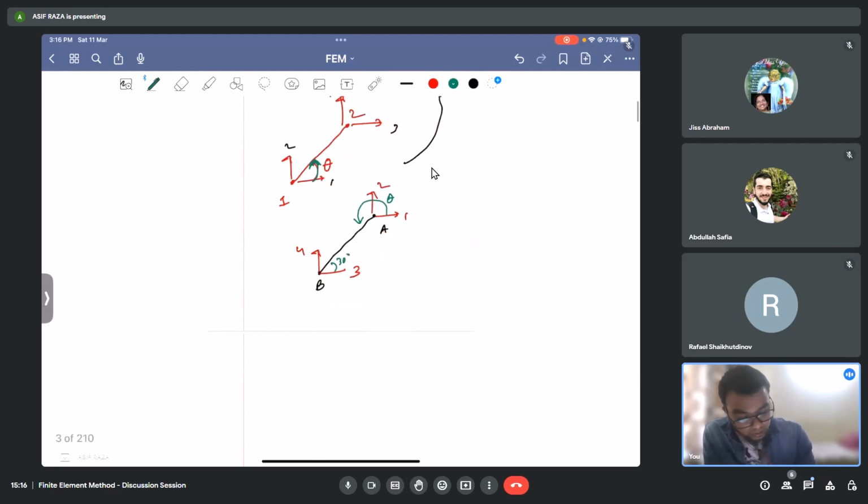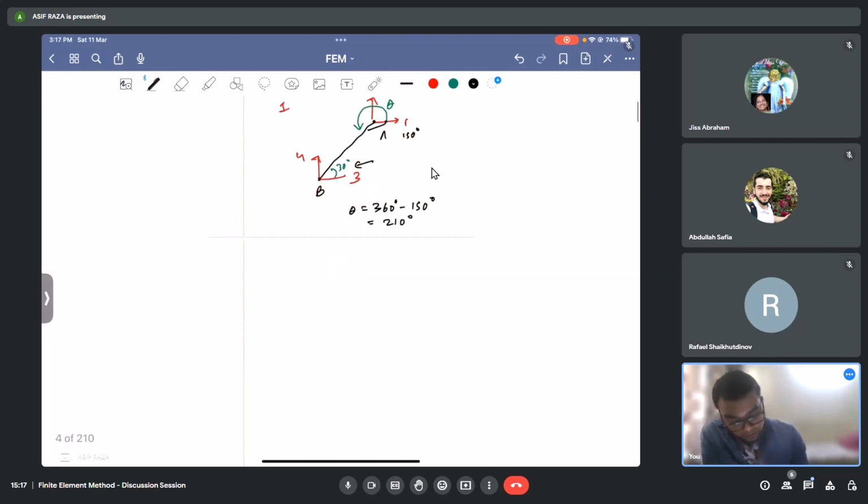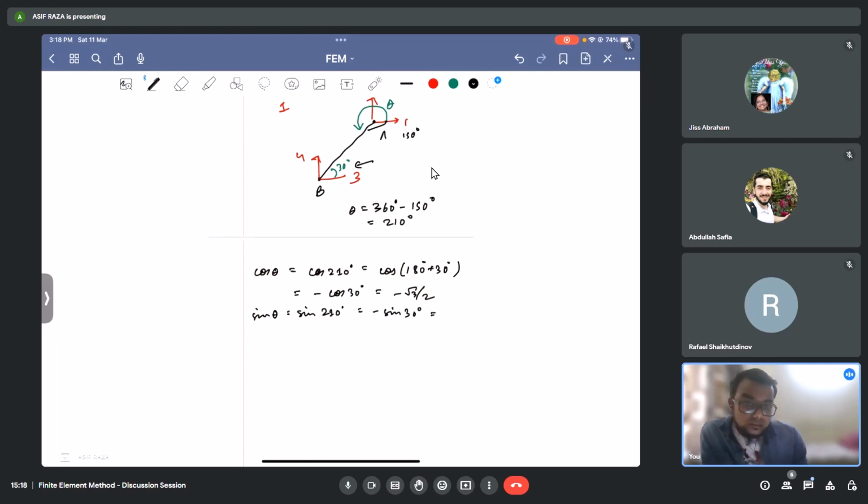So if you take the similar thing, our theta would be this. And how will we find this theta? Here is 30 degrees, so this will be 150 degrees. So theta would be equal to 360 degrees minus 150 degrees, that will be 210 degrees. Now we need to find cos theta, that is cos 210, that is cos(180 plus 30), this will be minus cos 30 and that is minus root 3 by 2, and sin theta, that is sin 210 degrees, is minus sin 30, and this will be equal to minus 1 by 2.